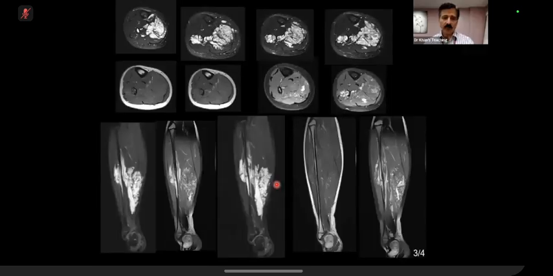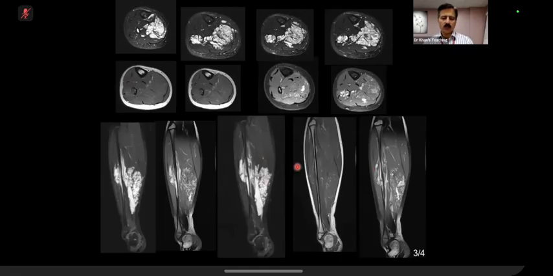And here you are. Let me guide you. These are STIR sequences. This is T1 non-fat saturated pre-contrast. This is with contrast. And similarly, this is T1 non-fat saturated without contrast. And this is a STIR and this is with contrast.